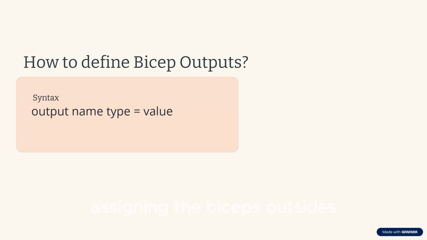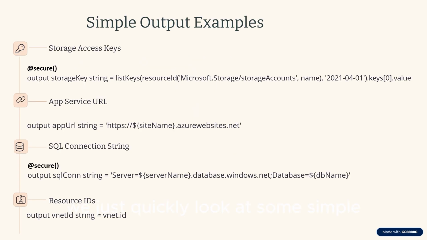Defining a Bicep output is straightforward in a Bicep file. We use the keyword output followed by the name of the output, then its data type, and of course the equals sign to assign a value. We'll just quickly look at some simple basic output examples.